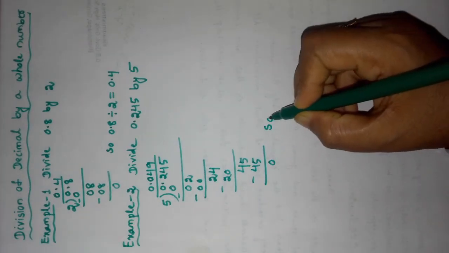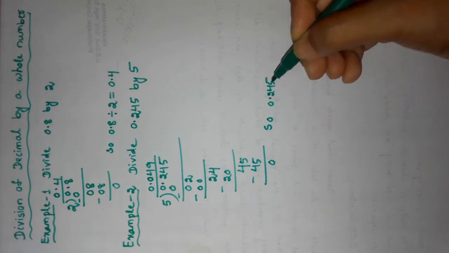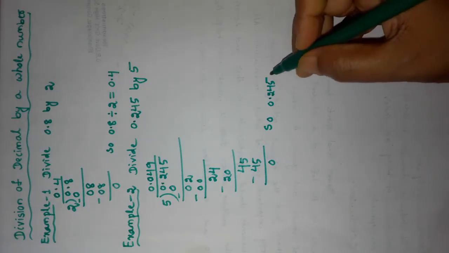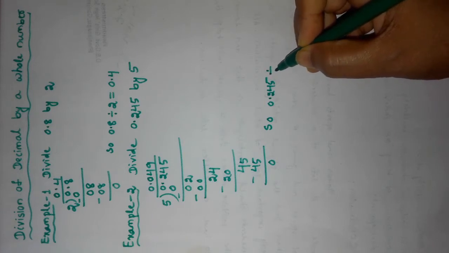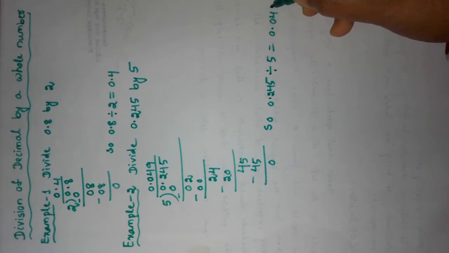So 0.245 divided by 5, the quotient is 0.049.